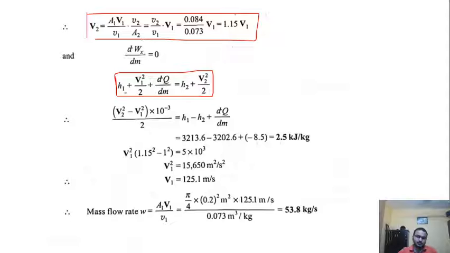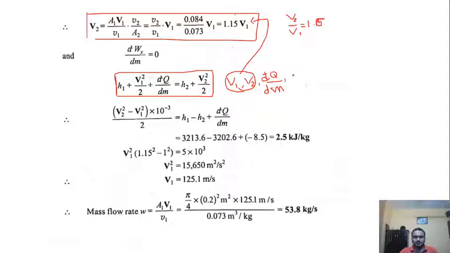Now here, what are we aware of? We are aware of V1, V2, dQ upon dm, sorry, we are not aware of V1 and V2, we are only aware of the ratio of V1 and V2, that is V2 by V1 equal to 1.15. We are not aware of the absolute values of these two.